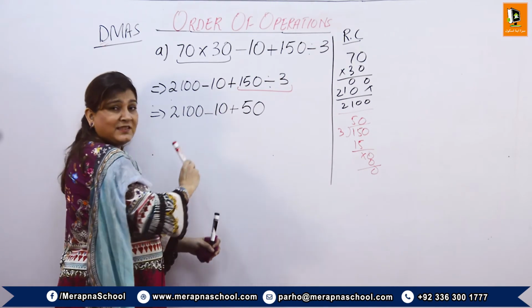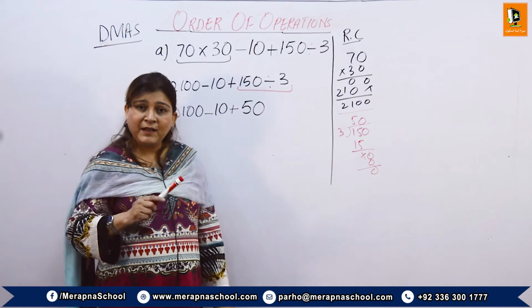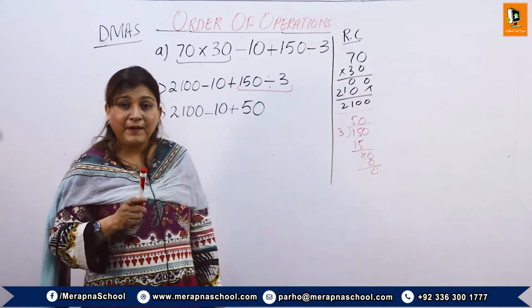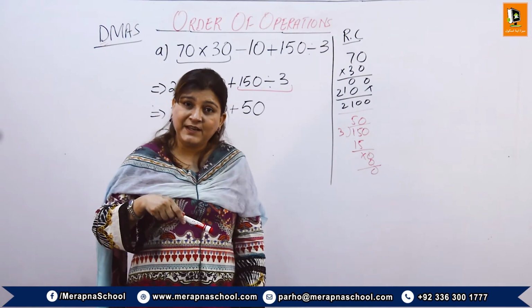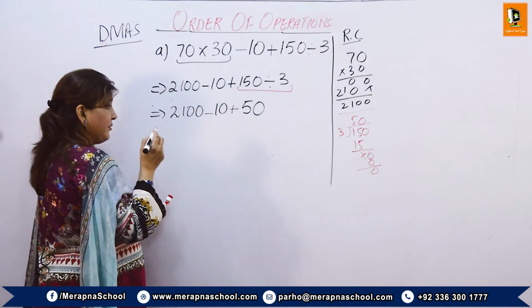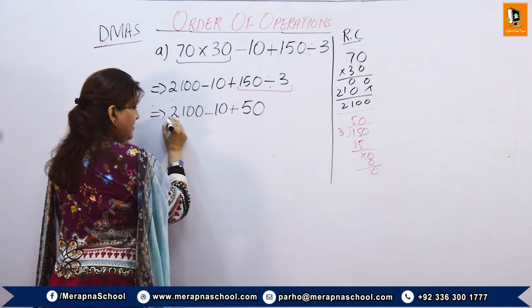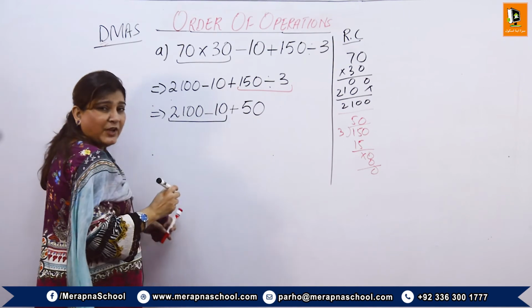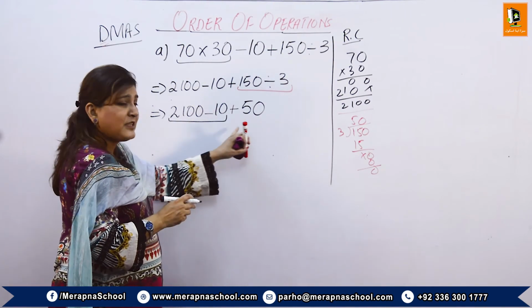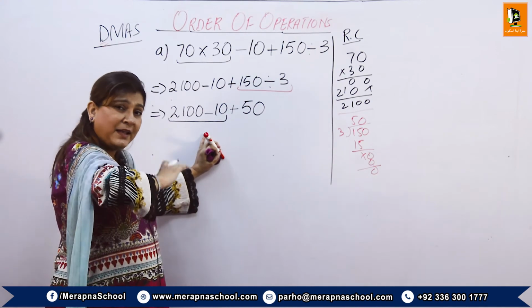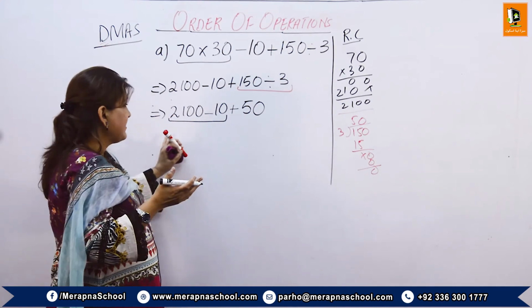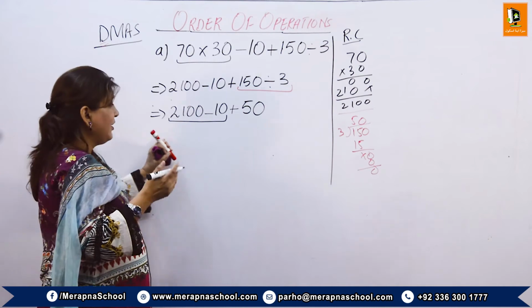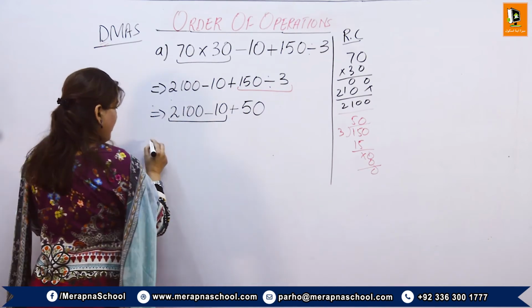Now, we have both the signs. Now, according to DMAS rule, addition is first, but we have to move from left to right. So, we have to see which number we have to solve first. We have to solve the subtraction first. In addition and subtraction, we have to move from left to right. So, on the left side what do we have? Subtraction, so therefore we will solve subtraction first.